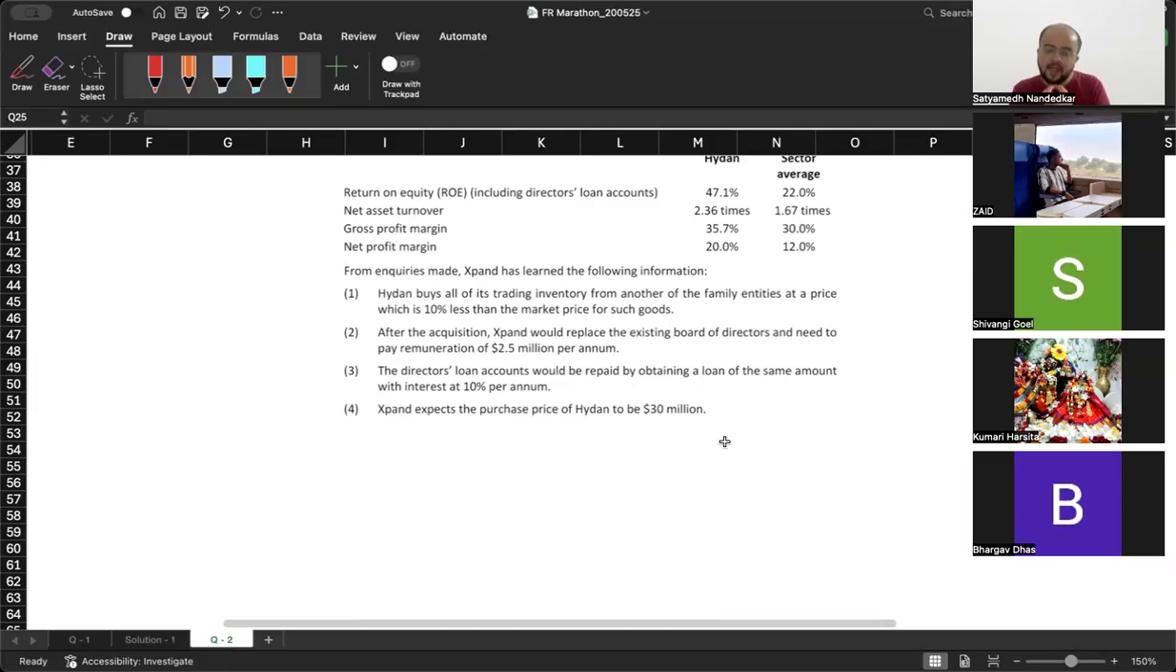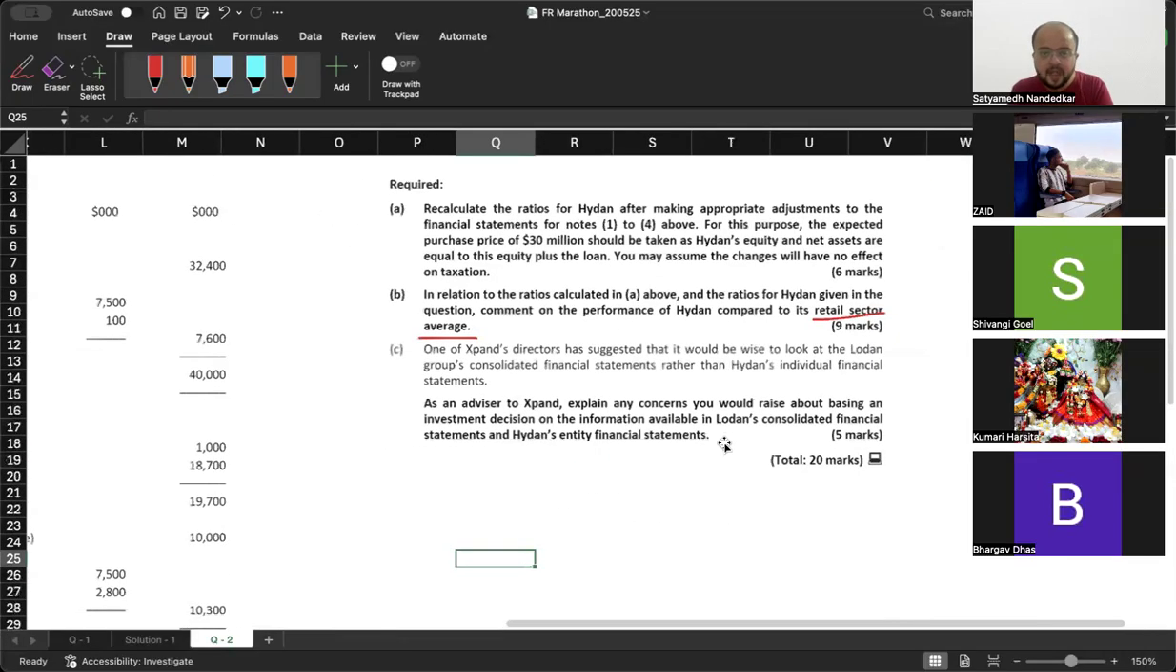Okay. The directors' loan accounts would be repaid by obtaining a loan of the same amount with interest at 10% per annum. Expand expects the purchase price of Hayden to be 30 million. Recalculate the ratios after making appropriate adjustments to the financial statements for the notes 1 to 4. For this purpose, the expected purchase price of 30 million should be taken as Hayden's equity and net assets are equal to this equity plus the loan. You may assume that changes will have no effect on tax.